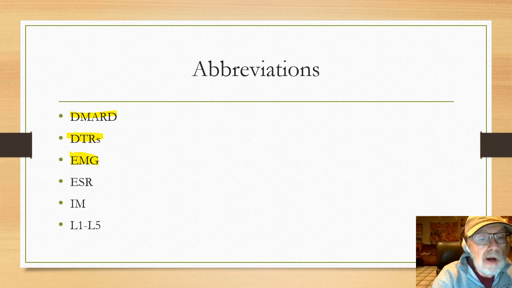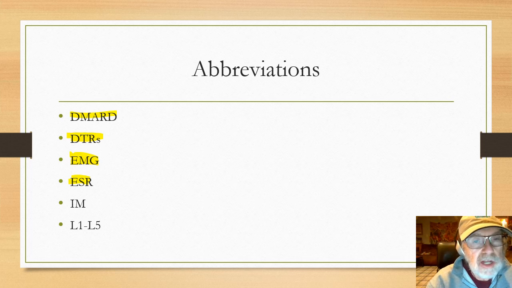EMG, electromyography. We showed that picture before where they stick the needle in the muscle to see how it's actually functioning. ESR is called the erythrocyte sedimentation rate. I talked about the SED rate before, and basically erythrocyte means red blood cell, and that's why those red blood cells drop. IM, intramuscular. If they give an IM injection, it's intramuscular, inside the muscle.